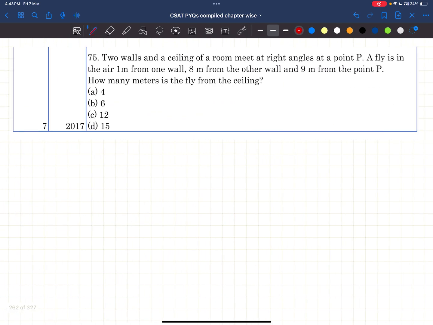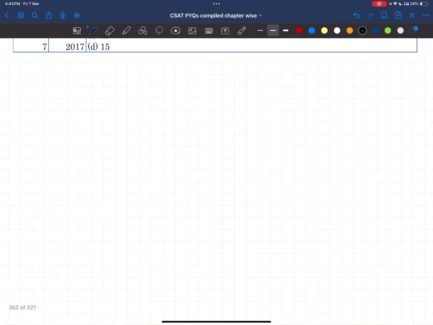Two walls and a ceiling of a room meet at right angles at a point P. A fly is in the air 1 meter from one wall, 8 meters from the other wall, and 9 meters from the point P. How many meters is the fly from the ceiling? Simply assume P is the point in the room in which we are sitting, one of the corners where the ceiling meets two other walls.